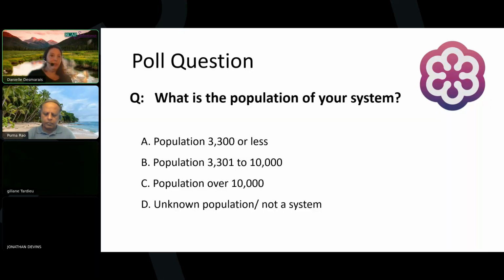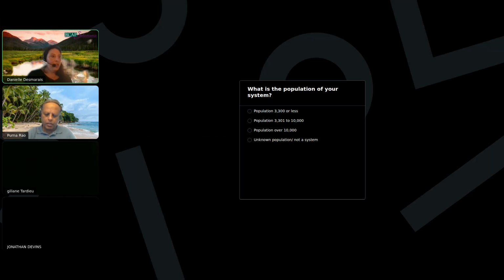So these are fun, right? What is the population of your system? If there is a do not know, don't worry about it if you don't know. Let me see here. Launch. Are you 3,300 or less? Are you between 3,301 and 10,000, or over 10,000? Not a system. You can check that too.